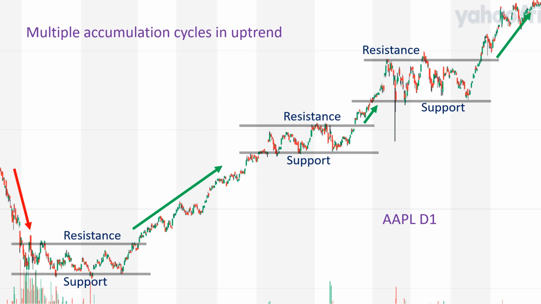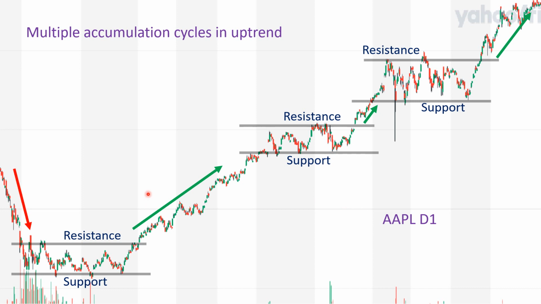As a result, price break the support and heading strongly downward. For example, if this is the distribution cycle, instead of the price break out the resistance, it break down the support and the price heading downward. Like for example, if this be distribution cycle, the price should go downward.